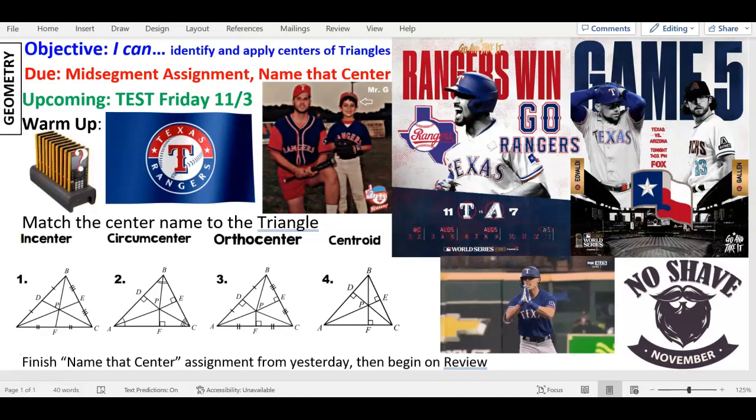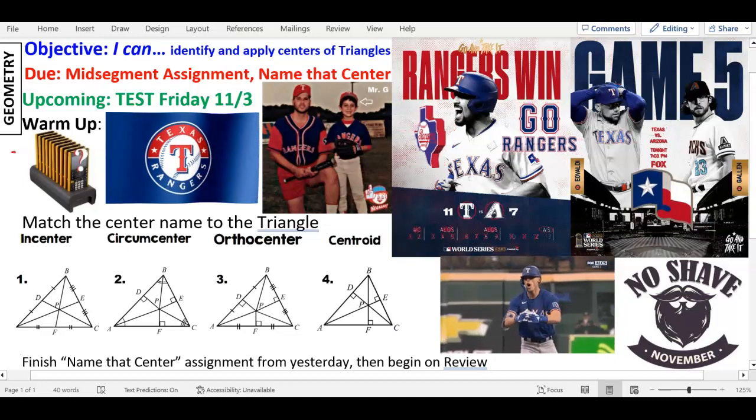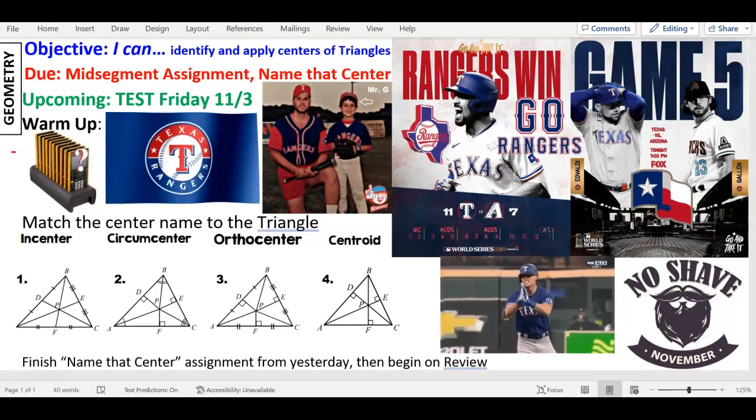All right, now on this warm-up, incenter, circumcenter, orthocenter, they're not matching yet. You have to match them up. So let's do that. Look at number one, the picture.